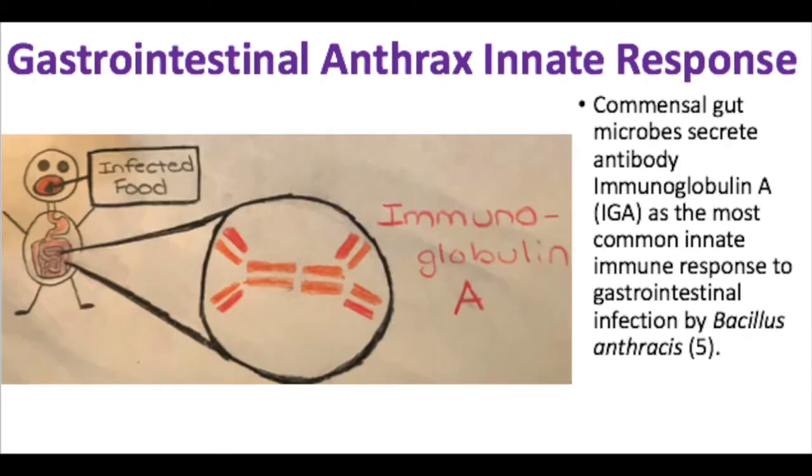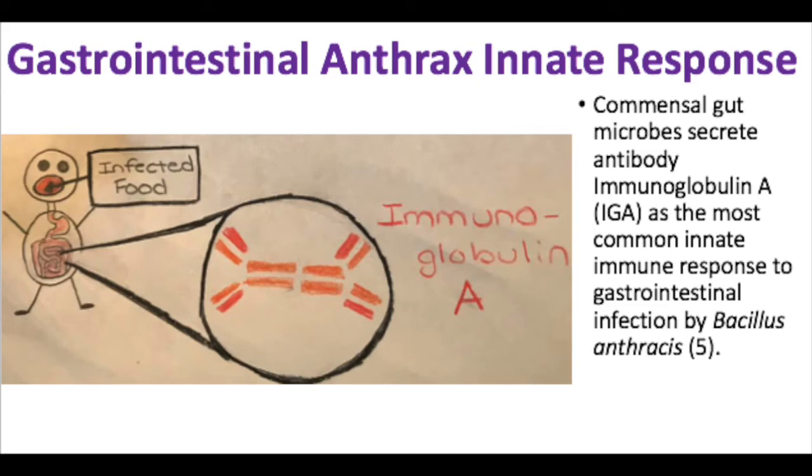Humans are infected with gastrointestinal anthrax when they consume contaminated meat products. B1 cells are able to produce antibody immunoglobulin A without the help of T cells, making this immune response rapid and powerful in defense of an anthrax infection.